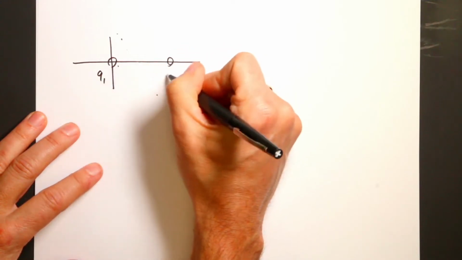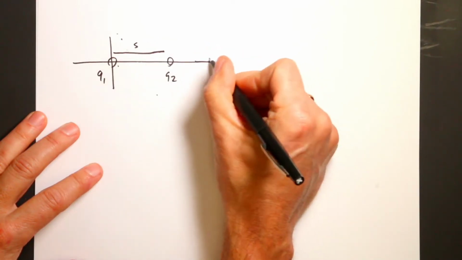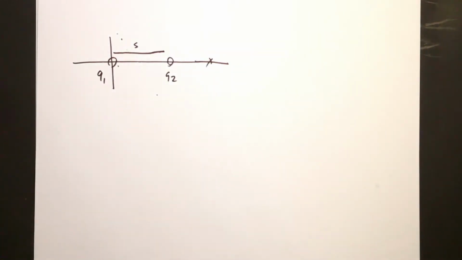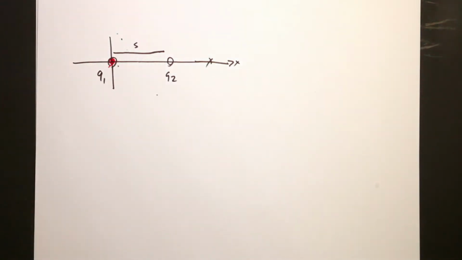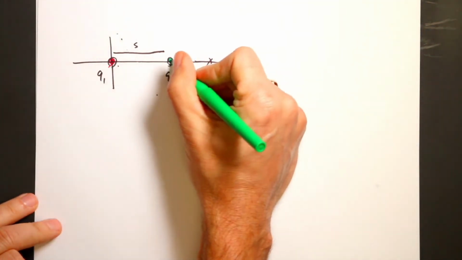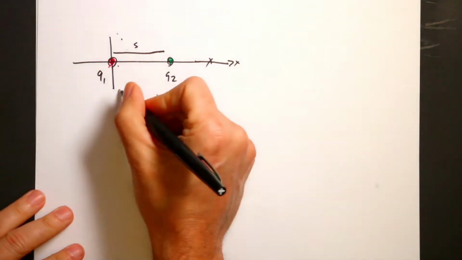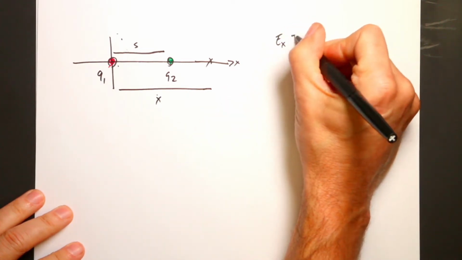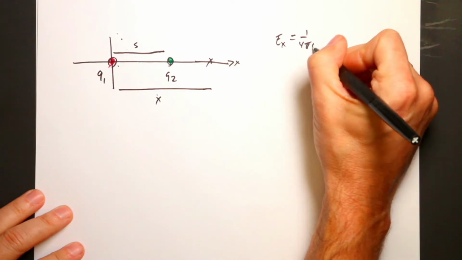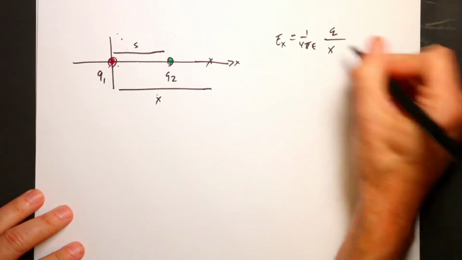Q1. I'm not saying whether Q1 is positive or negative. I'm just saying I have Q1 and I have Q2. So I'm over here with X. Okay, so this is the X direction. And again, I'm going to say this one's red and this one's green. And there's my location where I want to find the X component of the electric field, and that is a distance X. So remember, Ex is going to be equal to 1 over 4 pi epsilon naught Q over X squared, where X is the distance from that point.